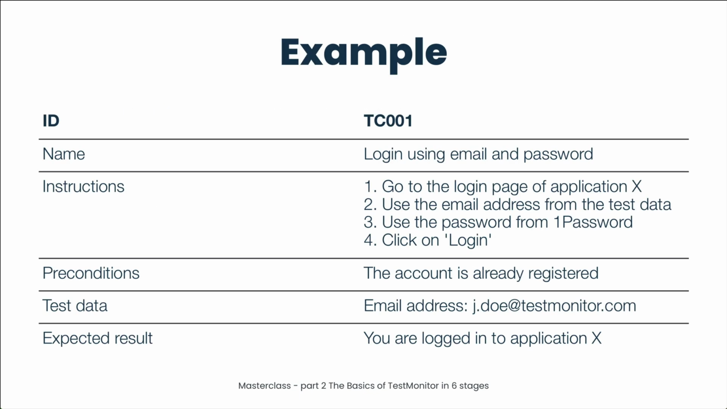Here's an example of a simple test case. It comes with a unique identifier, a descriptive name, and detailed instructions. There's no use logging in without an account, so that's a precondition. Test data is used to include the email address that's required for logging in. And the expected result is that you are in the logged in state after following the instructions. It may seem obvious, but in many occasions you perform extra verifications, which you should include in your expected result.